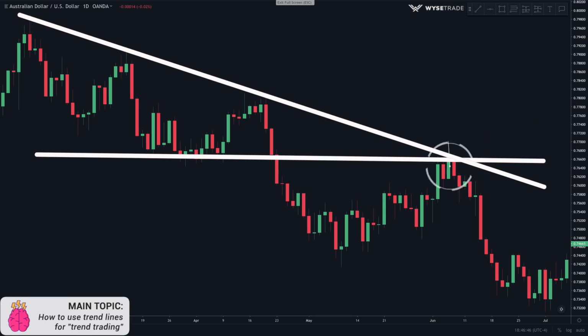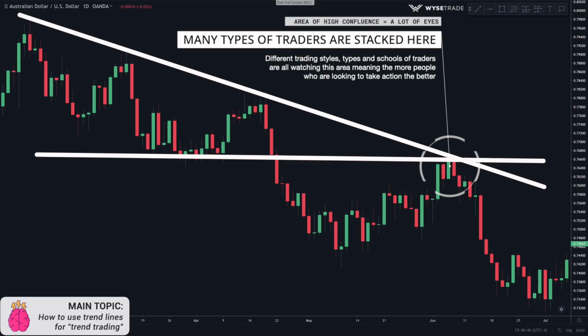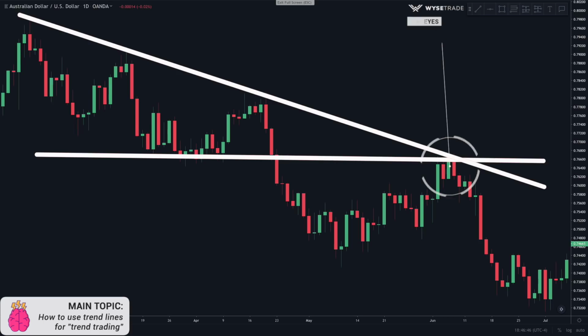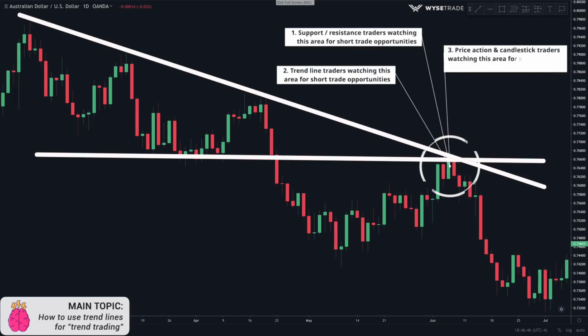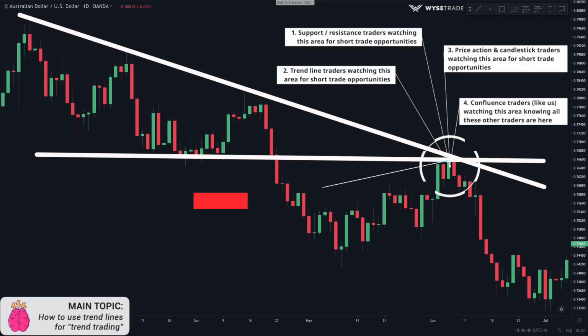So let's take this one step further. This area is of high confluence because different schools and types of traders are all watching it. First, you would have support and resistance traders eyeing this area for possible short trade entries. Second, you would have trendline traders eyeing this area for possible short trade entries. Third, you would have price action and candlestick traders eyeing this area for possible short trade entries. And fourth, you would have confluence traders like us who are eyeing areas like this where we know other schools of traders are watching for possible short trade entries.